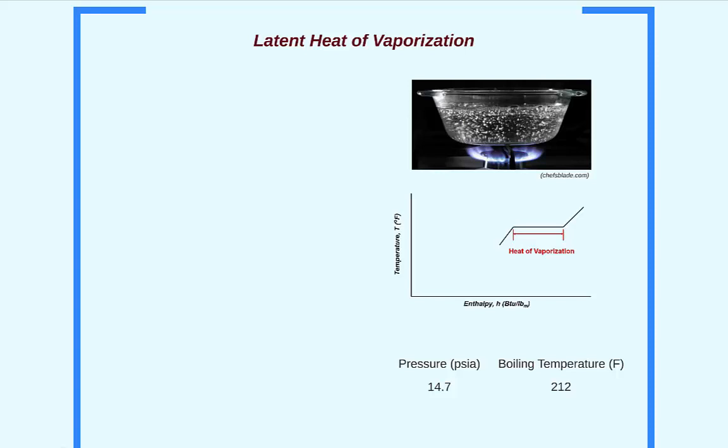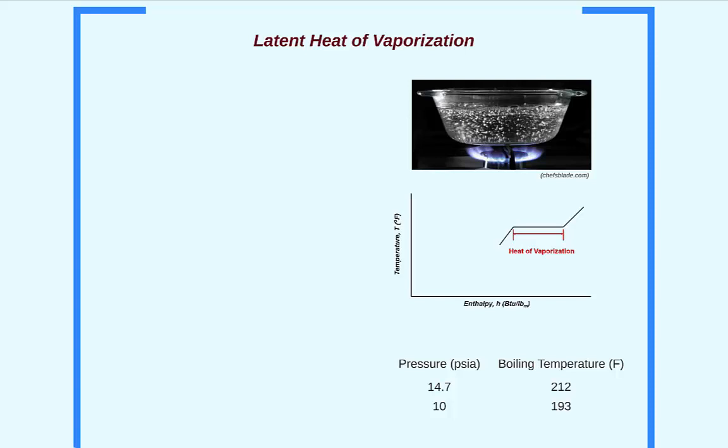For water, the phase change from liquid to vapor occurs at 212 degrees Fahrenheit when the pressure is 14.7 psi. But it is possible to make this phase change happen at a different temperature. If we increase pressure, the boiling temperature also increases. Likewise, if pressure is reduced, the corresponding boiling temperature decreases. As an example, if pressure is reduced to 10 psi, the new boiling point of water is 193 degrees Fahrenheit.